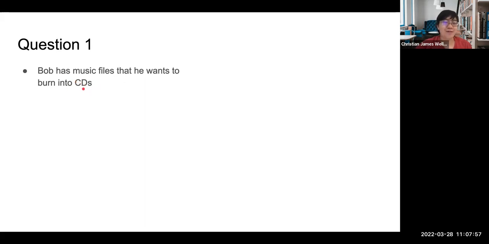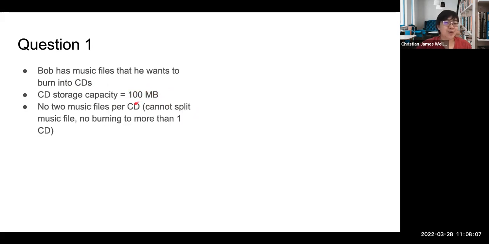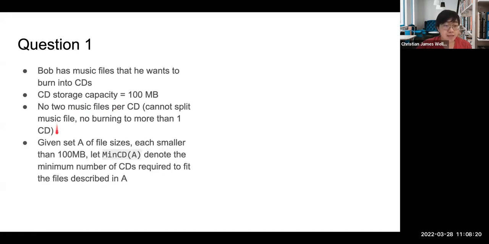Okay, so we want to burn into CDs. The CD storage capacity is 100 megabytes. Not fantastic by today's standards, but let's say a CD is 100 megabytes. There's this funny constraint where there are no more than 2 music files per CD. Okay, so given a set A of file sizes, each smaller than 100 megabytes.